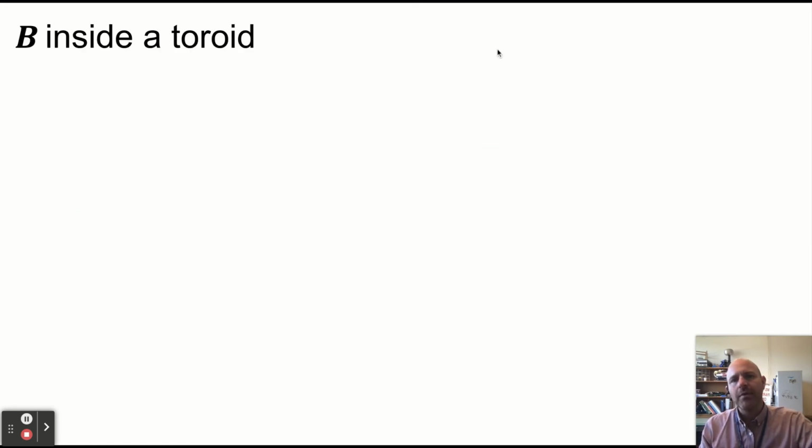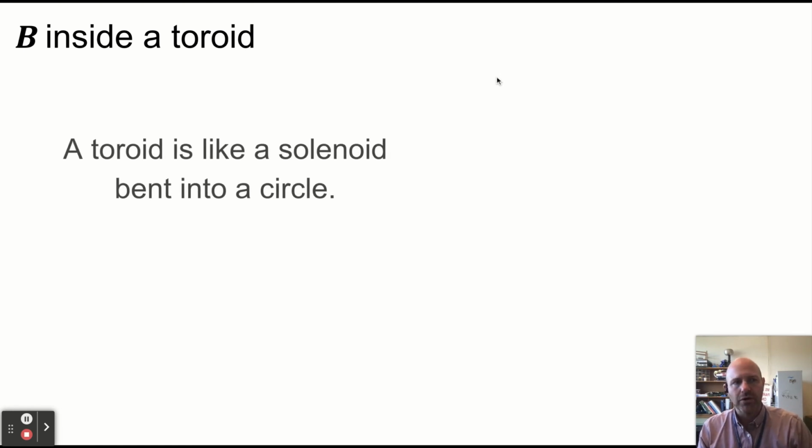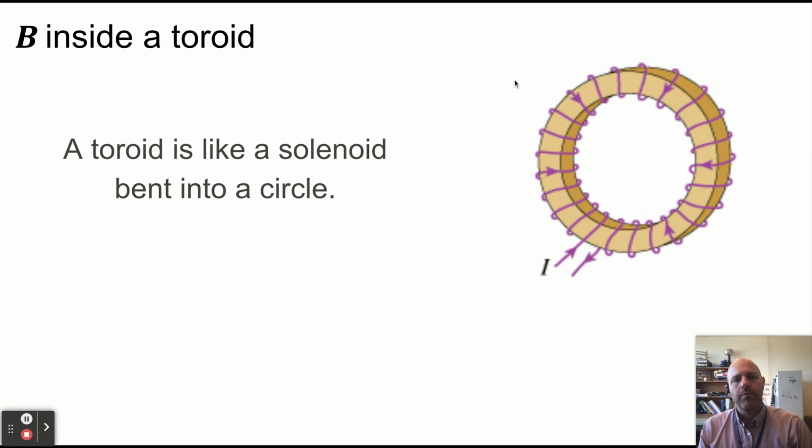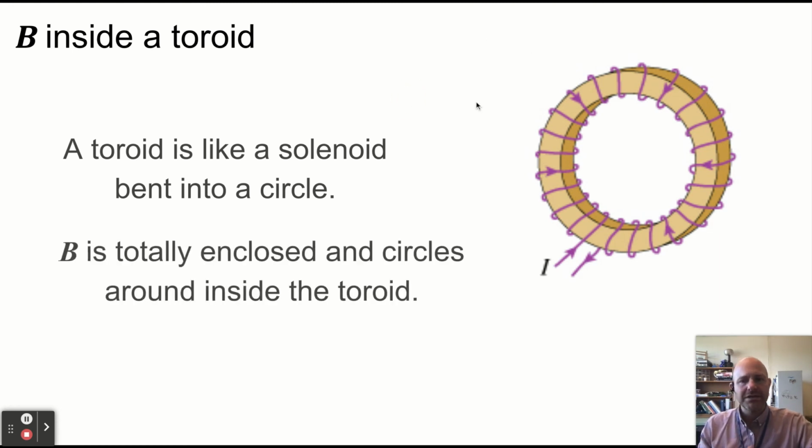The other shape we want to look at is something called a toroid or a torus. It's basically a donut or a bagel. We've got wire wrapped around and around and around, and inside could either be a gap with nothing in it, or you could put metal in there to make a stronger magnet. But B is totally enclosed and circles around inside the toroid.